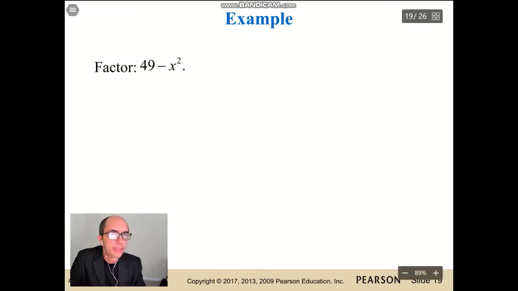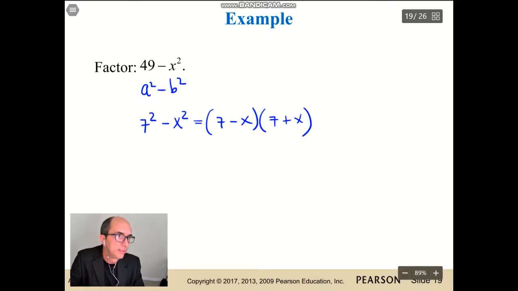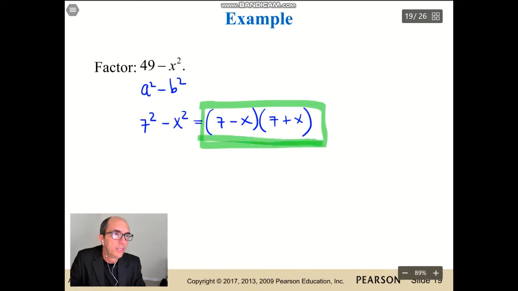Another example, let's try this. Compare with a squared minus b squared, and that one is kind of easy because we know that 49 is 7 squared minus x squared, and that we can rewrite as 7 minus x times 7 plus x, like this. Again, remember, this is equal to the original. This is how I factor it out.